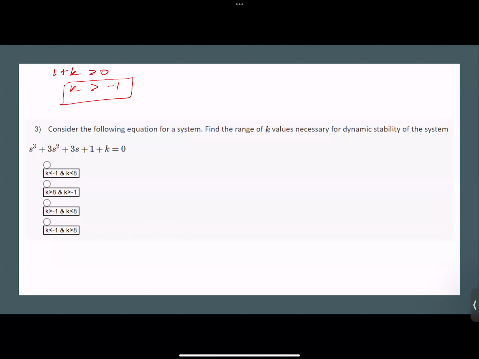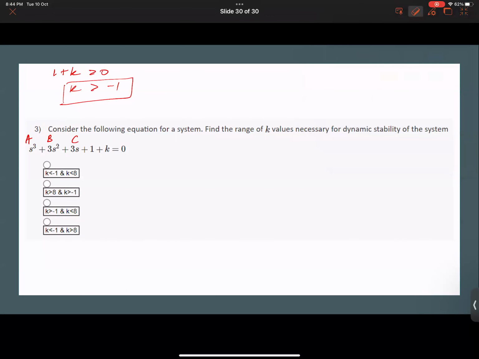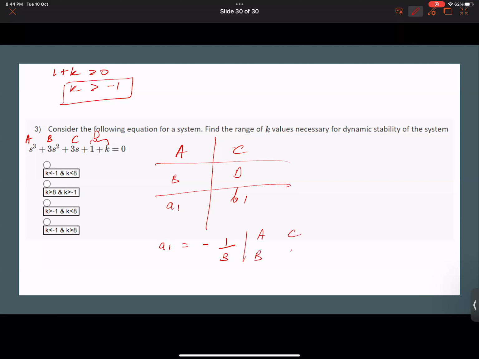So I had discussed this roots table. How do you form the roots table? So if your coefficients are, this is A, B, C, and this is D. Okay. So if these are your coefficients, let's form the roots table. The root table is A, C, B, D, and say the coefficients are A1, B1. Right? Where, what is A1? A1 is minus 1 by the one above it, B, and then you take the determinant, A, C, B, D.